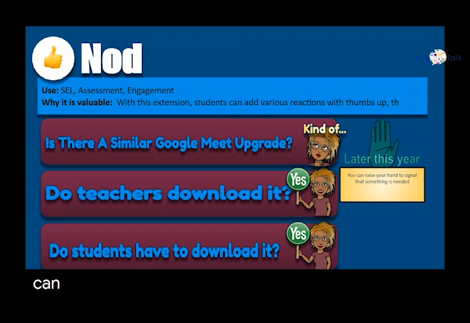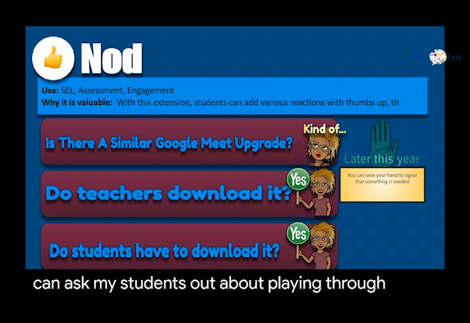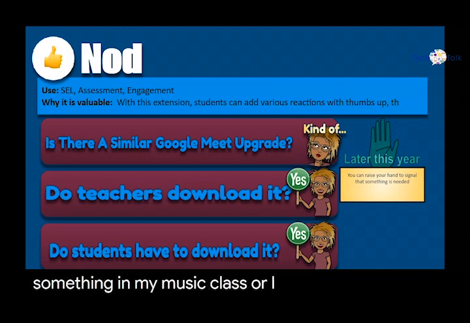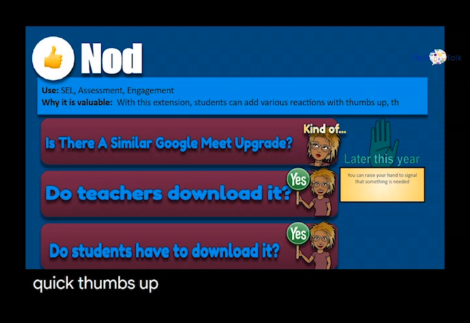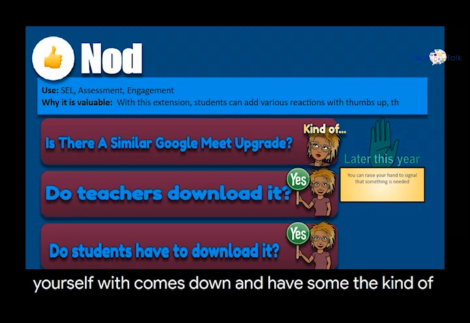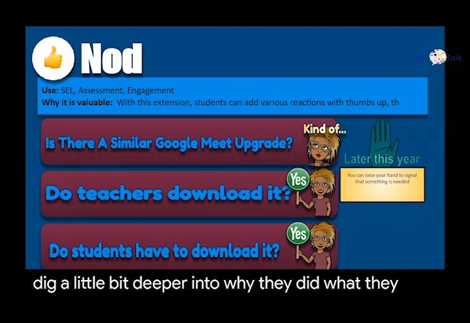So I could ask my students about how they felt about playing through something in my music class, or I could gauge their understanding on a concept that I just mentioned with a quick thumbs up, thumbs down, and then I could ask some detailed questions to certain students. So, why did you give yourself a thumbs up? Why did you give yourself a thumbs down? And ask them to dig a little bit deeper into why they did what they did.